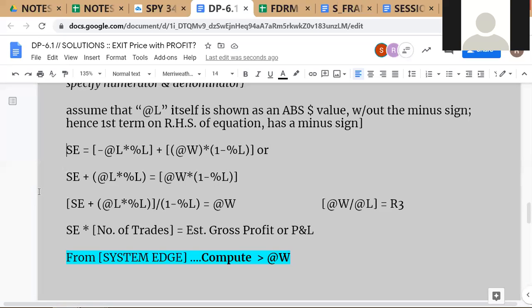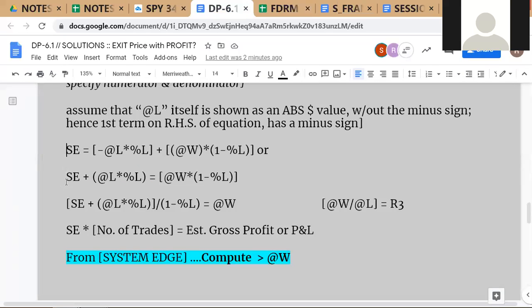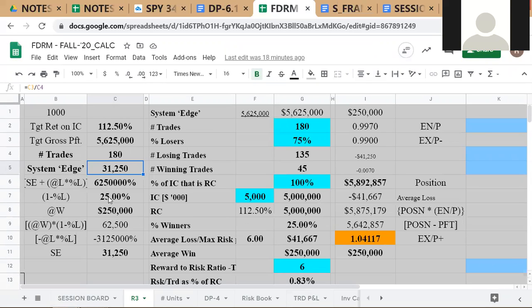So what we have done here is computed the average win as a function of SE, average loss, and percentage loss. These are the three independent variables. Here we have one dependent variable and three independent variables. I have just broken down the formula over here. The LHS is broken down into two parts, the numerator and the denominator. The denominator is 1 minus percentage L. The numerator is this. We divide numerator by denominator, and we come to this.